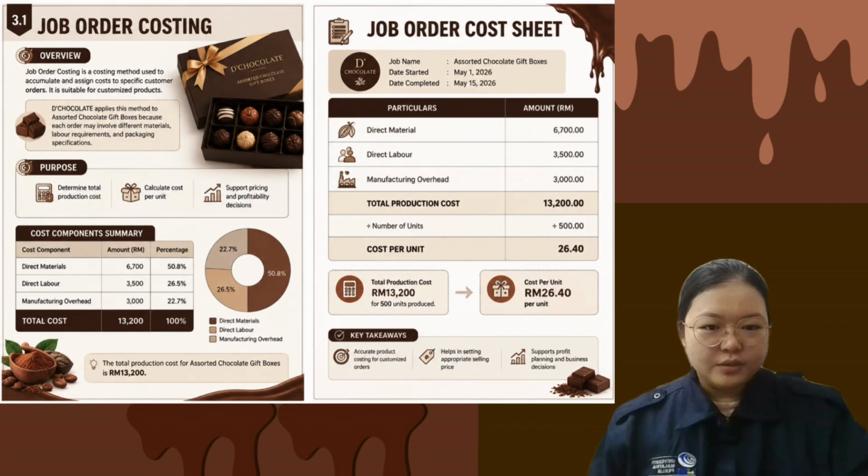Job order costing is used to determine the cost of a specific customer order. D Chocolate applies this method to a certain chocolate gift box because each order may require different material and packaging. The total direct material cost is 6,700 ringgit, while direct labor cost is 3,500 ringgit, and manufacturing overhead is 3,000 ringgit. Therefore, the total production cost is 13,200 ringgit. Based on 500 units produced, the cost per unit is 26 ringgit 40 cents. The costing information helps management set appropriate selling price and evaluate profitability.